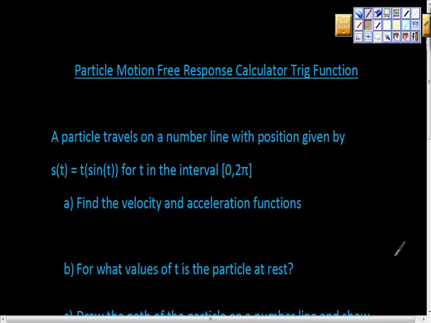Particle motion free response question. This is a calculator section on a trig function. A particle travels on a number line with position given by s of t equals t sine of t for t in the closed interval 0 to 2 pi. Find the velocity and acceleration functions.